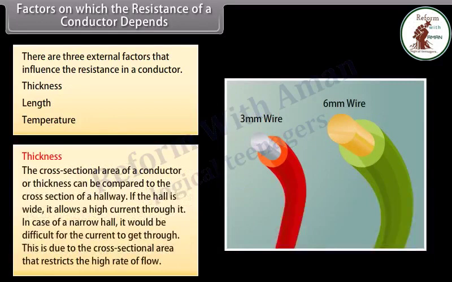Thickness. The cross-section area of a conductor, or thickness, can be compared to the cross-section of a hallway. If the hall is wide, it allows a high current through it. In case of a narrow hall, it would be difficult for the current to get through. This is due to the cross-sectional area that restricts the high rate of flow.